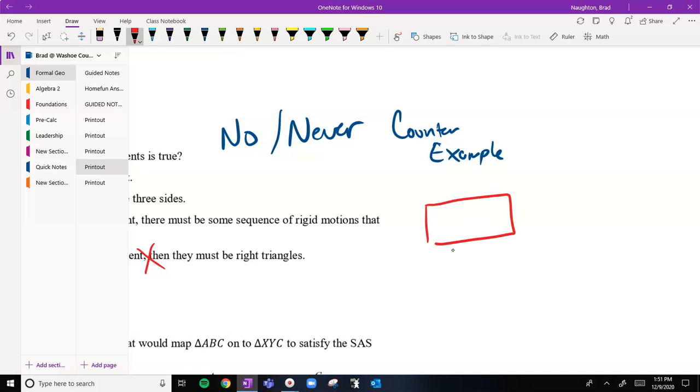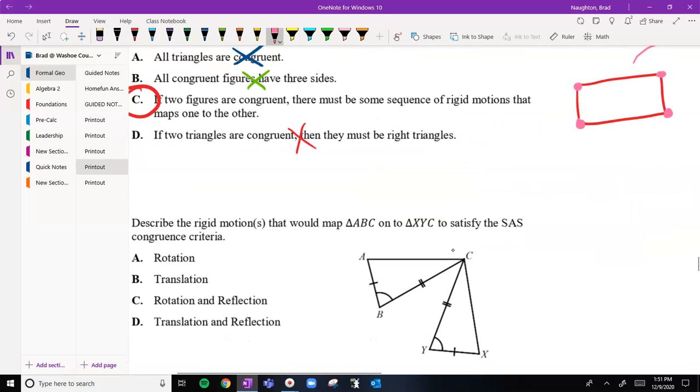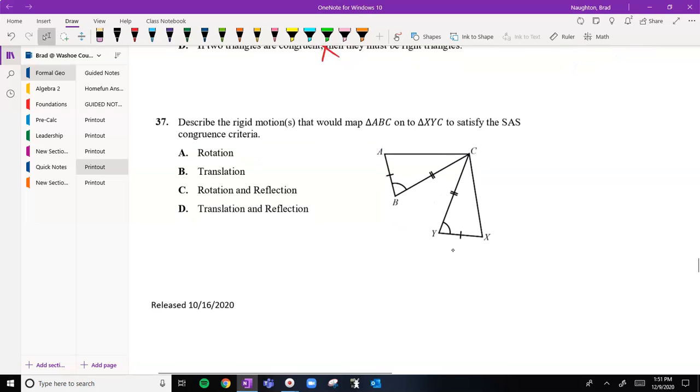So if this is one rectangle and this is another rectangle, and I say that they're congruent, I should be able to spin and move every point. That's what a rigid transformation means. Every point matches up over here. Cool? So that's why that one is C.